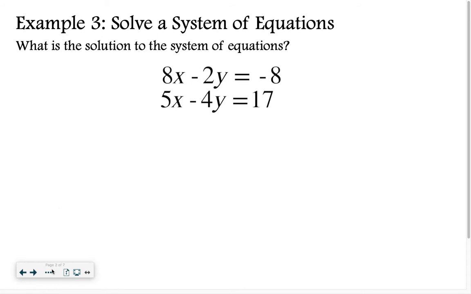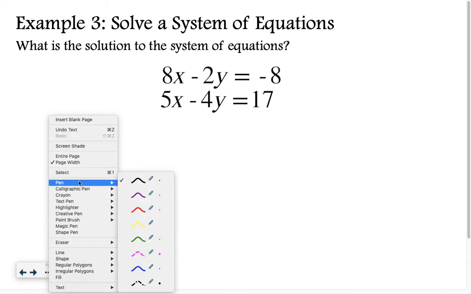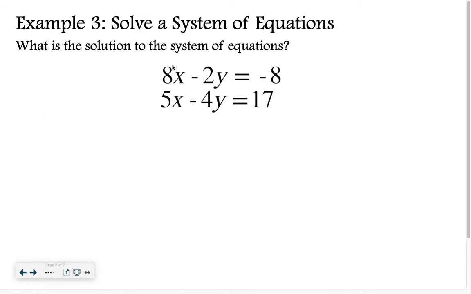Okay, so we are going to start by looking at 8x minus 2y equals negative 8, then 5x minus 4y equals 17. If I were to add or subtract those two equations right off the bat, I'm not going to cancel either of my variables, which is always the first thing I want to do when doing elimination. So instead, I'm going to try to get one of these coefficients to match. I'm just going to start by looking at my x's.